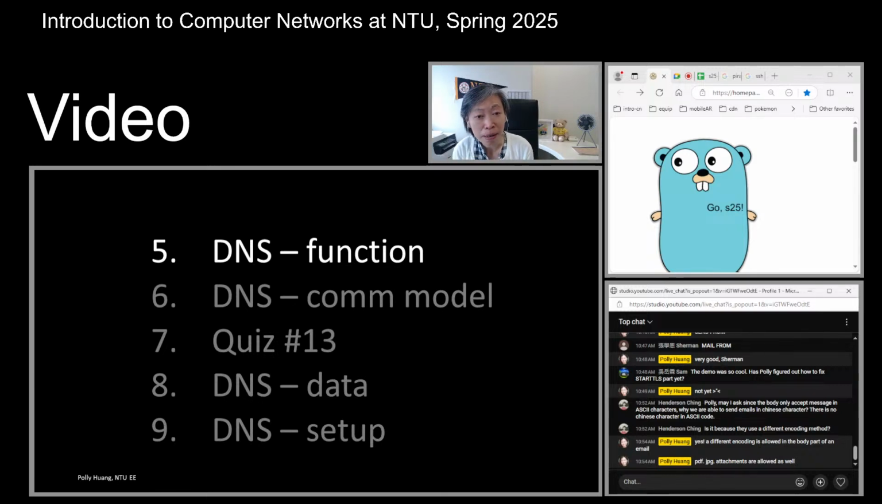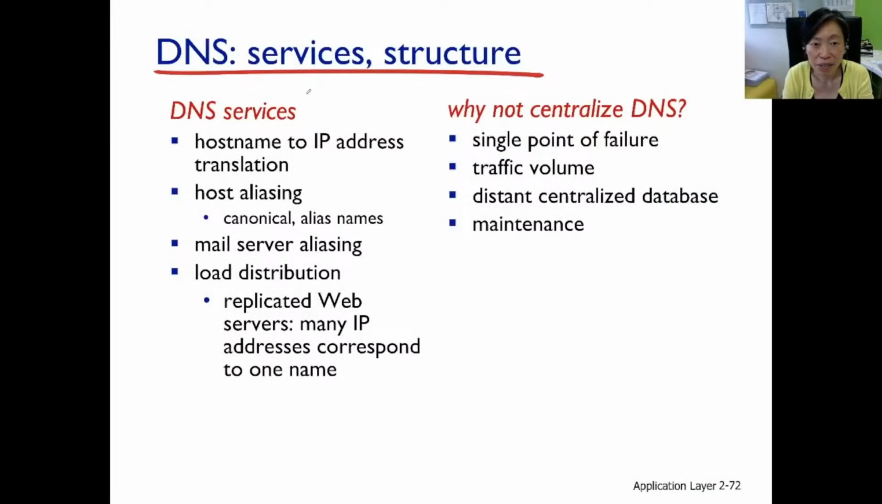Let's now talk about the functionalities of DNS service. Hostname to IP address is not the only service it provides. There are 3 more, so let's hear out. There are multiple services DNS actually provides. First is what we've talked about, the most basic one, hostname to IP address translation. It does 3 other forms of translation.